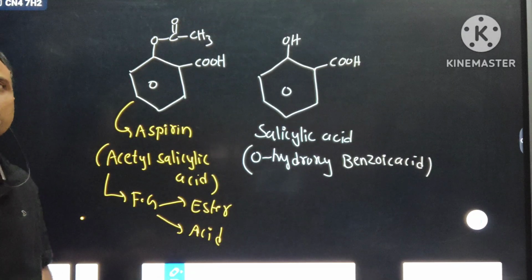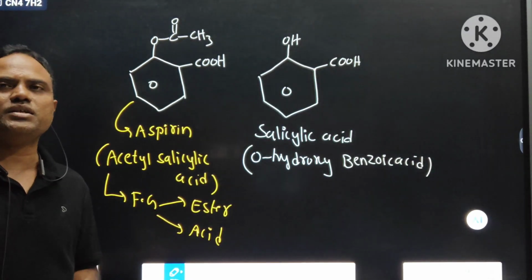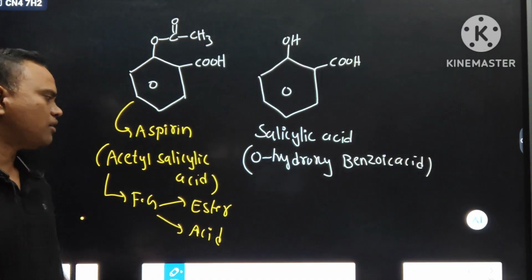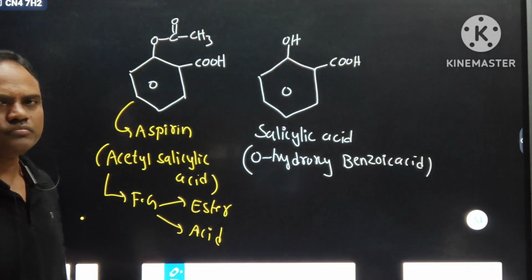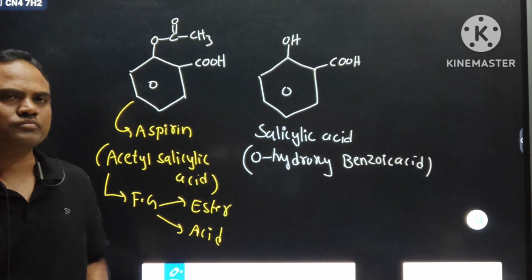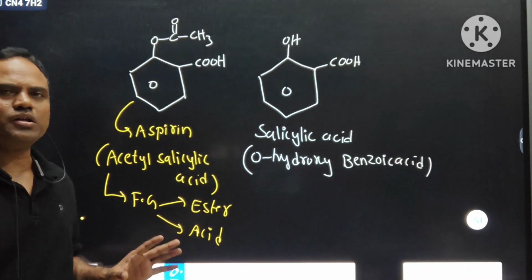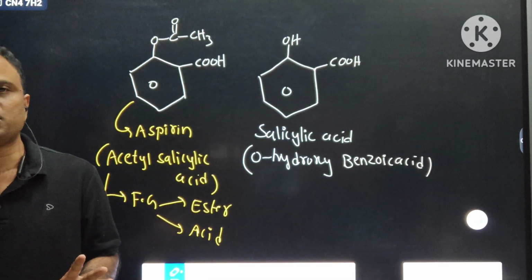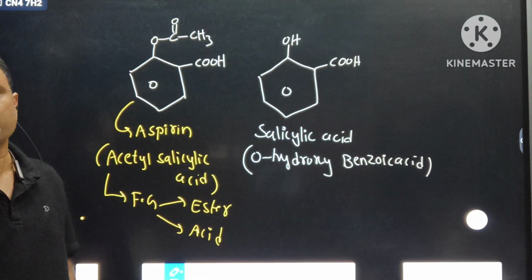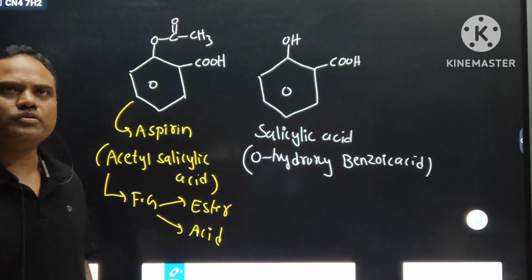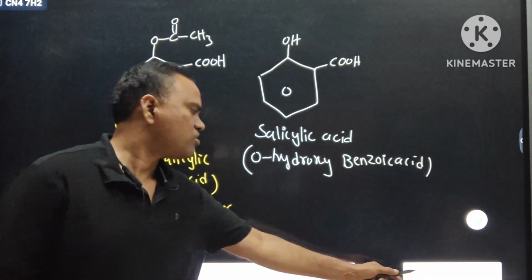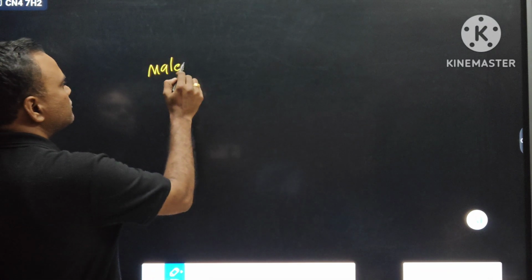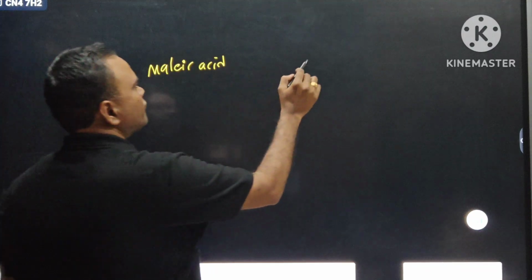Last compounds: maleic acid and fumaric acid. For every chapter in secondary organic, nomenclature is the important word. All of you complete the names by today only. Okay. Maleic acid, fumaric acid.